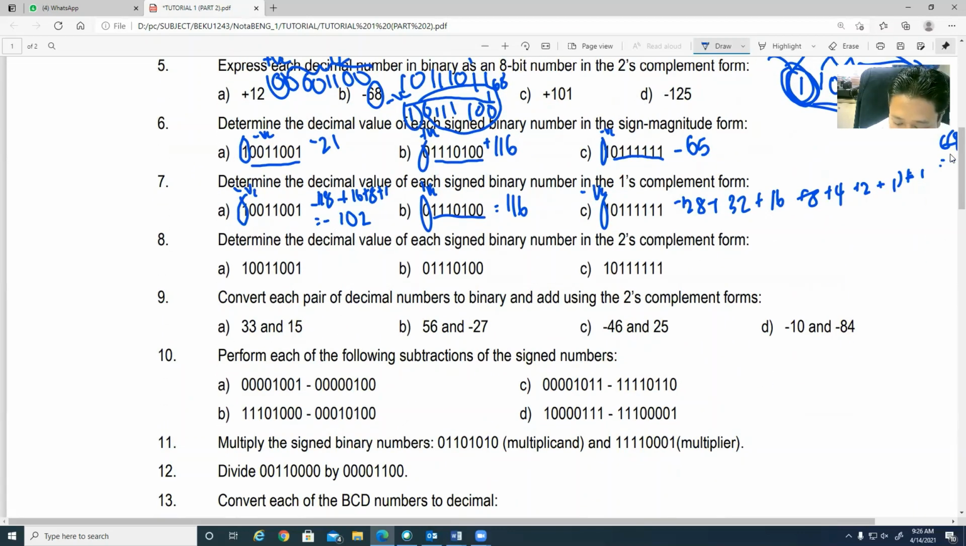Then question number 8, determine the decimal value for each signed binary number in second complement form. This is negative, positive, negative. As you can see here, negative 128 plus 16 plus 8 plus 1 is negative 103. And then this one will be negative 128 plus 32 plus 16 plus 8 plus 4 plus 2 plus 1, equal to negative 55.